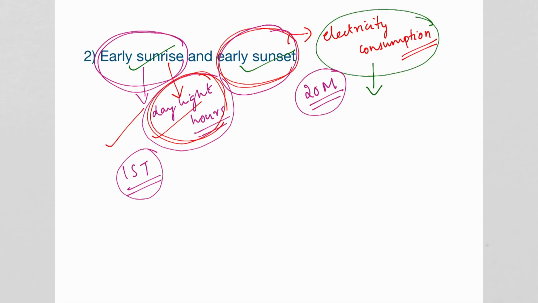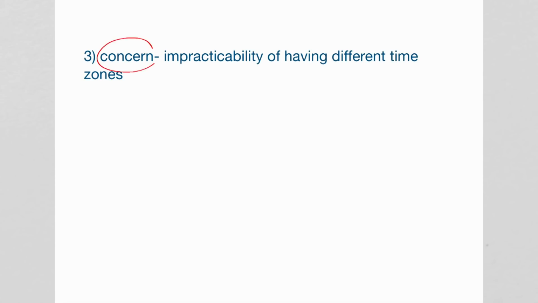So because of all these reasons, over the years there have been demands and debates over India having two separate time zones. But what is the concern here? The concern is regarding the impracticability of having two or different time zones in India. Many complexities are involved in having two or different time zones. So those complexities are making it impractical.